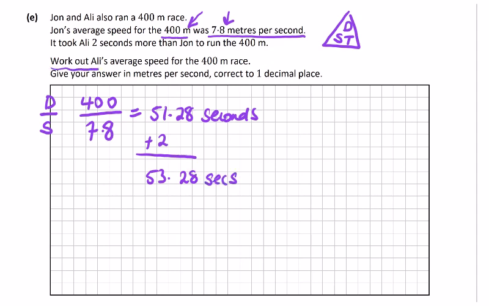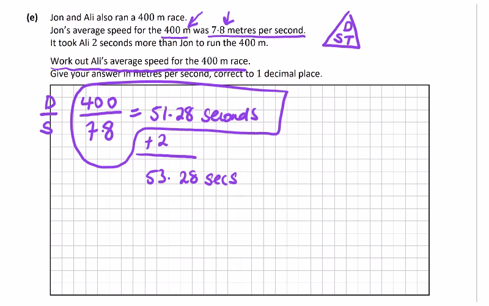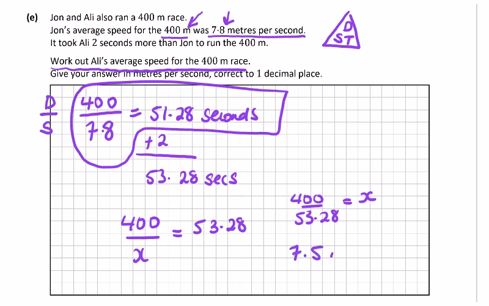And work out Ali's average speed. So we have to go backwards now. So we actually have the three variables from up above here. So 400 divided by, we don't know the average speed, is going to be 53.28. So 400 divided by 53.28 will be equal to the average speed. Correct to one decimal place, it's giving me 7.507, so 7.5 meters per second.